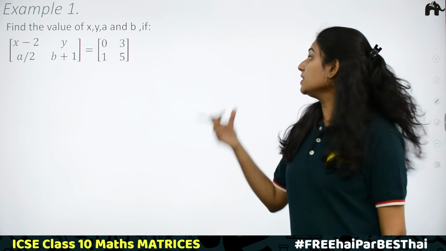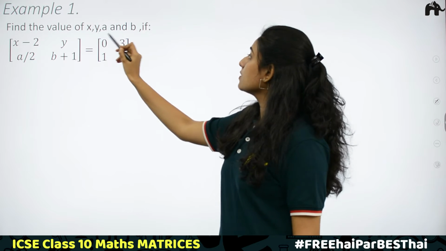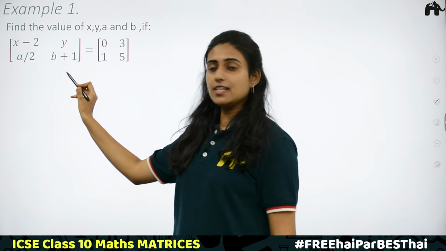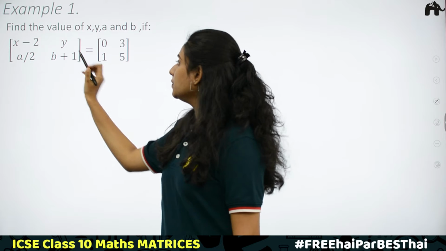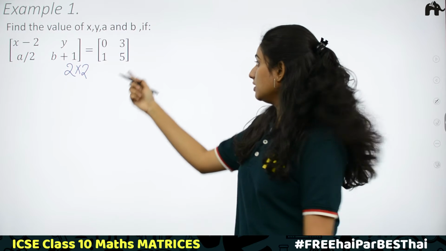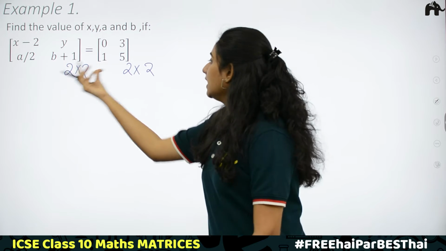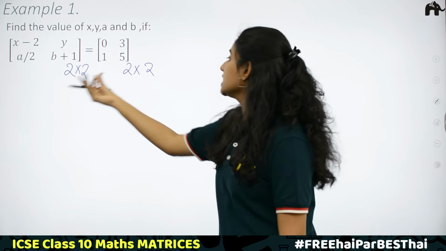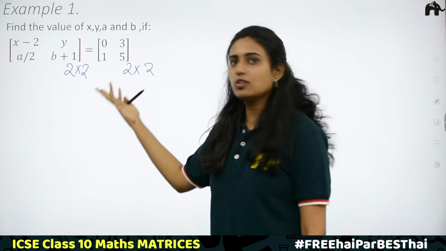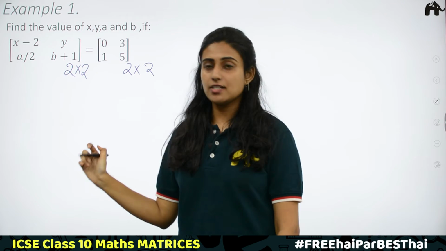Let us take an example to understand the equality of matrices. Here we have two matrices. Find the values of x, y, a and b, given that these two matrices are equal. What is the order of the first matrix? Here 1 row, 2 rows, first column, second column. This is a 2 by 2 matrix. What about this? This is also a 2 by 2 matrix. We check the first condition: the order of the first matrix is equal to the order of the second matrix. It is given that they are equal, so we don't need to actually check.